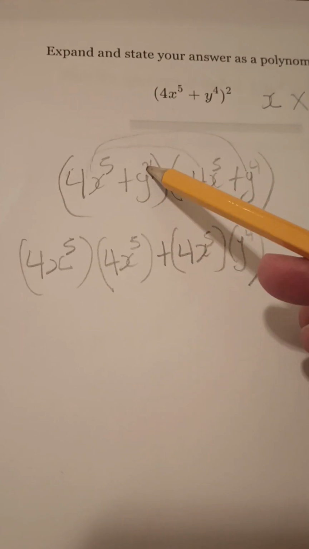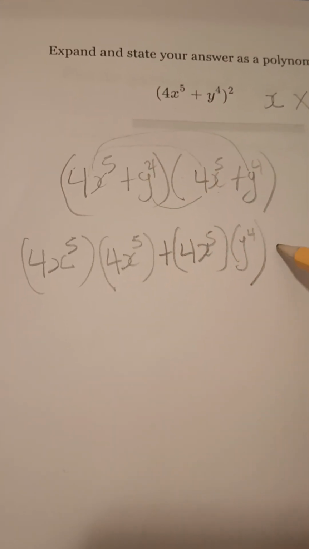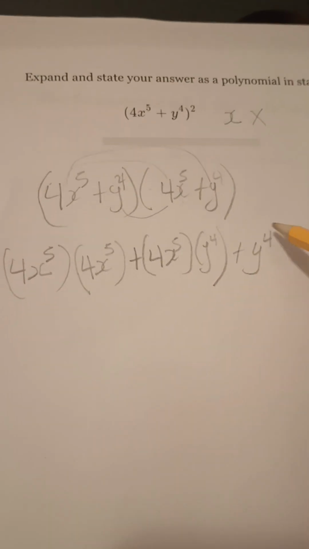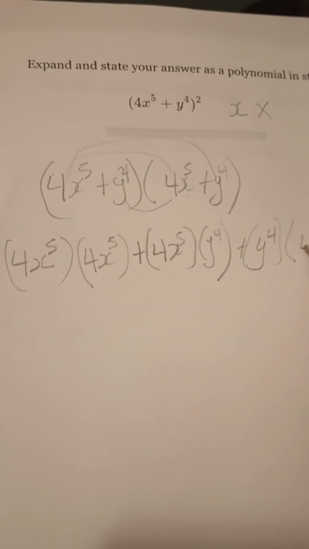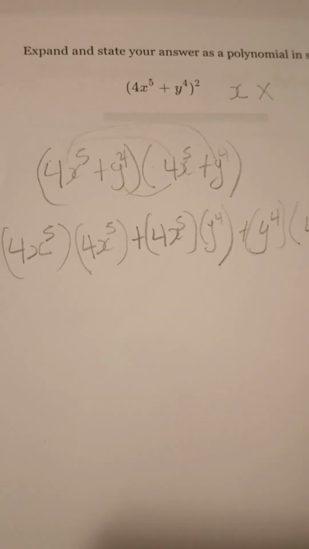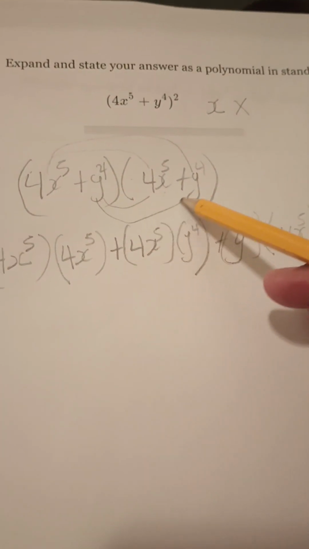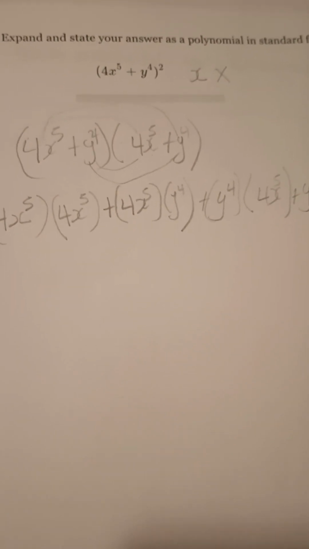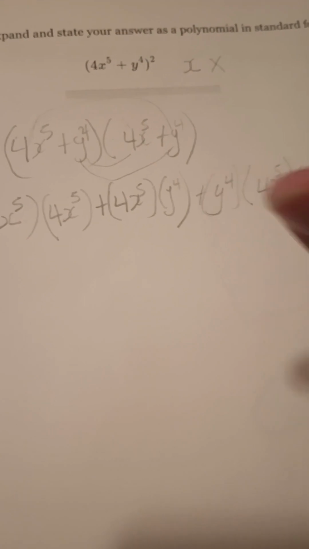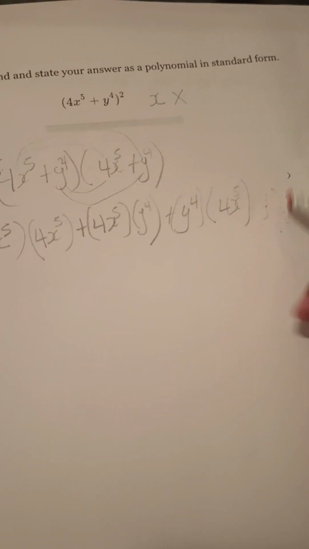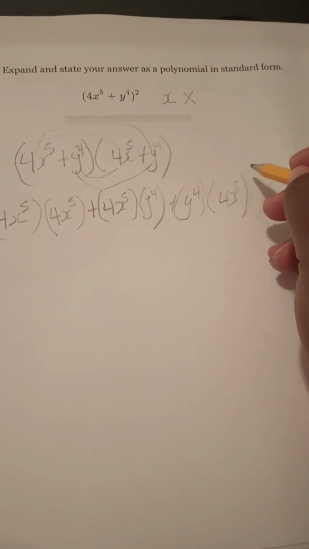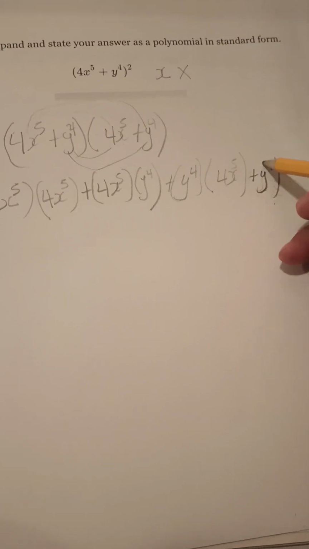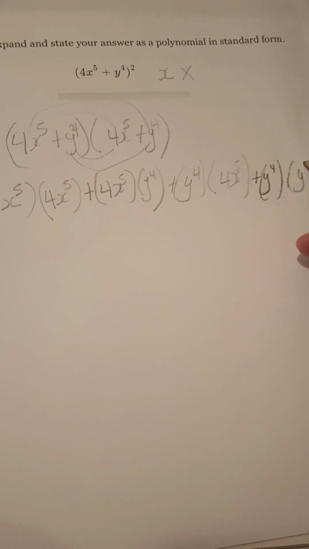Now I'm going to use my y^4. So plus y^4 times 4x^5. And then my y^4 times y^4. I'm going to erase this one. So camera focus, plus y^4 times y^4.